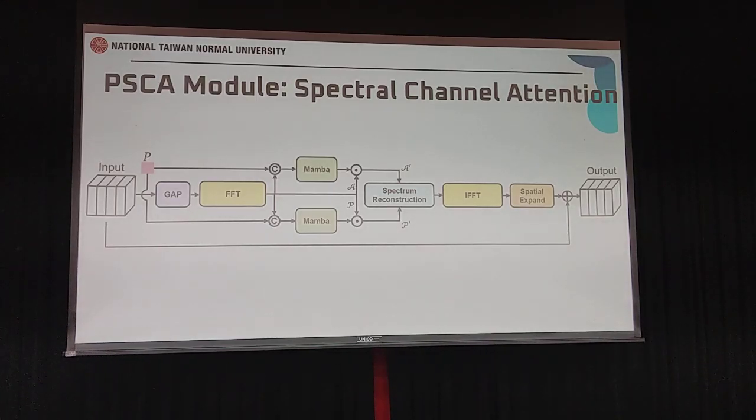The Mamba block models long-range channel dependencies and generates adaptive modulation weights. These weights are used to adjust amplitude and phase. After inverse Fourier transform, the enhanced feature is added back to the original feature map through a residual connection. In this way, PSCA can enhance degradation-related spectral channels while preserving important image structures.